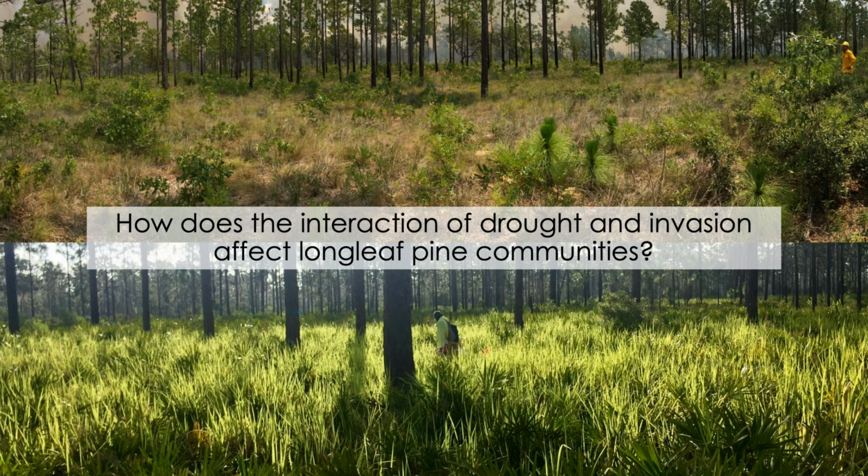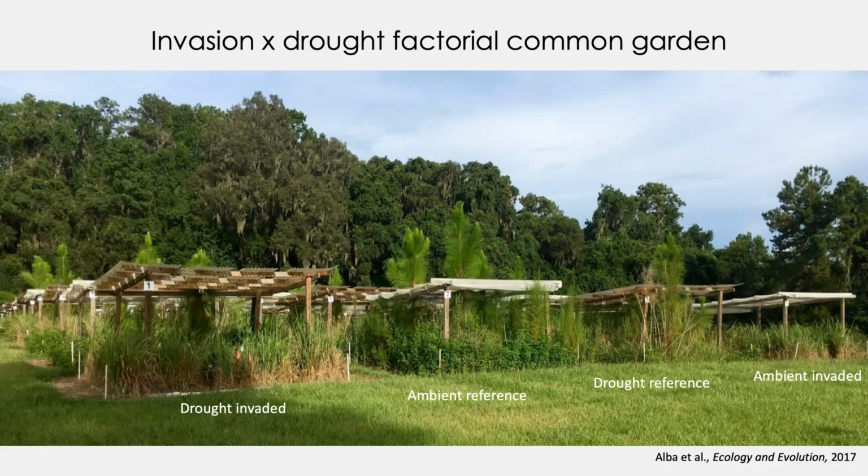So the way that we got at this question was with a common garden experiment, which has also now become a rather long-term experiment. This is a simple factorial experiment where we manipulated the drought, simulated drought using these rainout shelters. So we had drought or ambient conditions. Then we had plots that were reference plots or control plots, and then ones where we experimentally introduced Kogan grass.